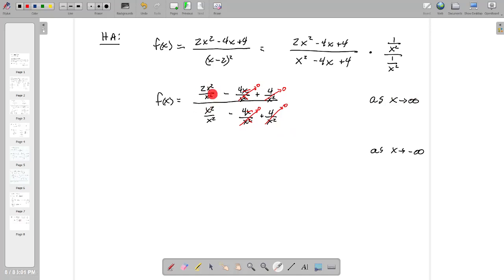So all we're left with are these two terms. We're left with a 2x squared divided by an x squared. Cancel this and this and this and this. And we get 2 divided by 1, essentially. This would be minus 0 plus 0. So as x gets infinitely large, we have a 2 in the numerator and a 1 in the denominator. That means that y is approaching 2.